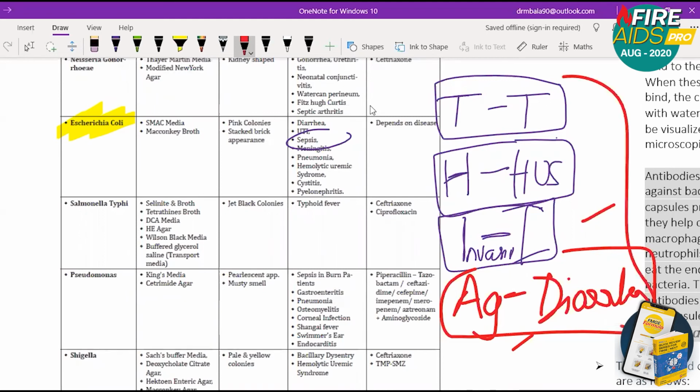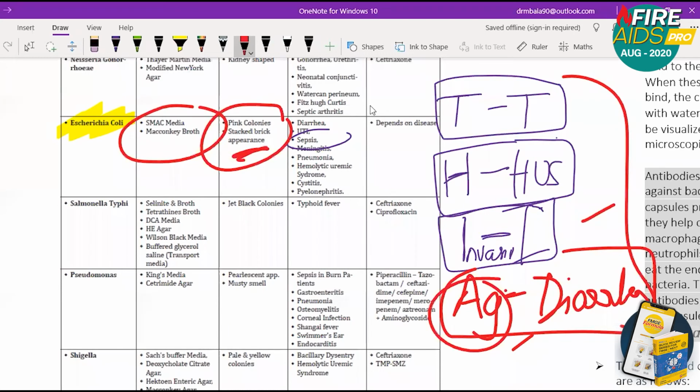So here, MacConkey media is used and MacConkey broth is used, which shows pink colonies and stacked brick appearance. So stacked brick appearance comes in aggregative type. That's why I told these types. Aggregative type means stacked brick appearance, which means in your intestines, E. coli goes and stacks in one place. So you can remember that way. Then pink colonies are seen, then MacConkey media.